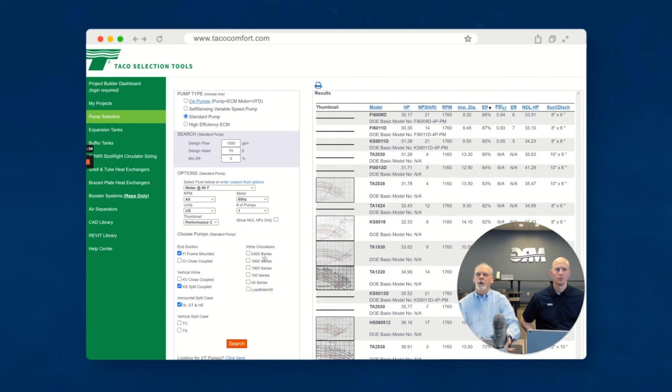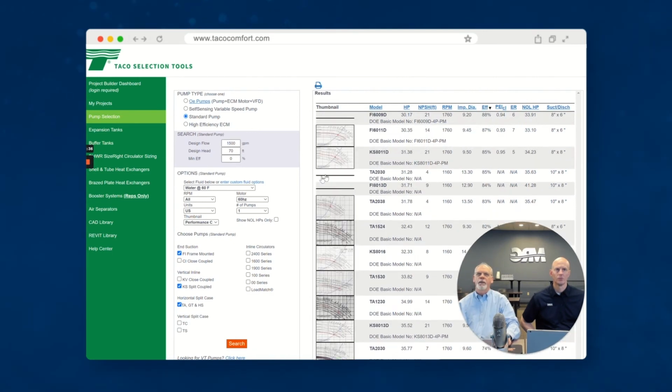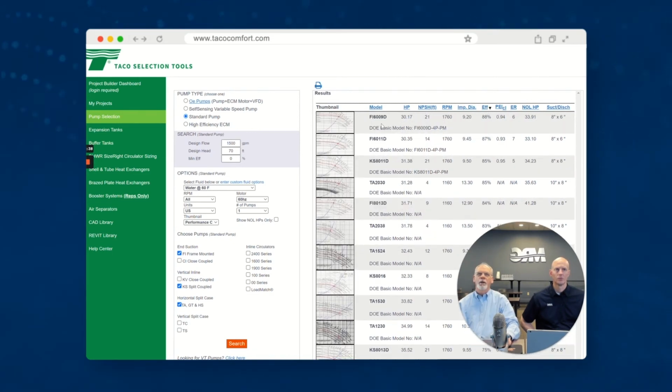All right, and we have, it gives us an end suction pump. It gives us a KS pump, which is the inline pump. It also gives us this horizontal split case pump. Okay. All right, and it also gives us these RPMs.